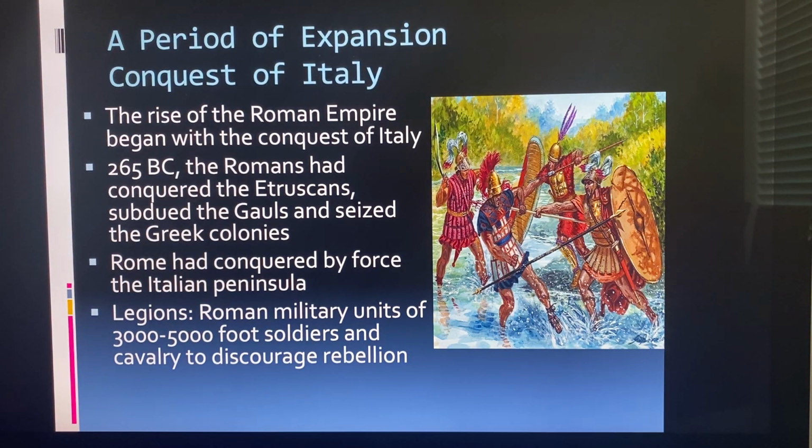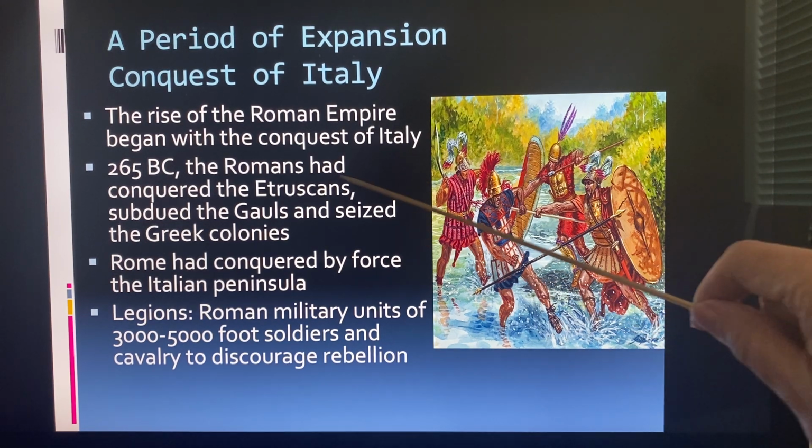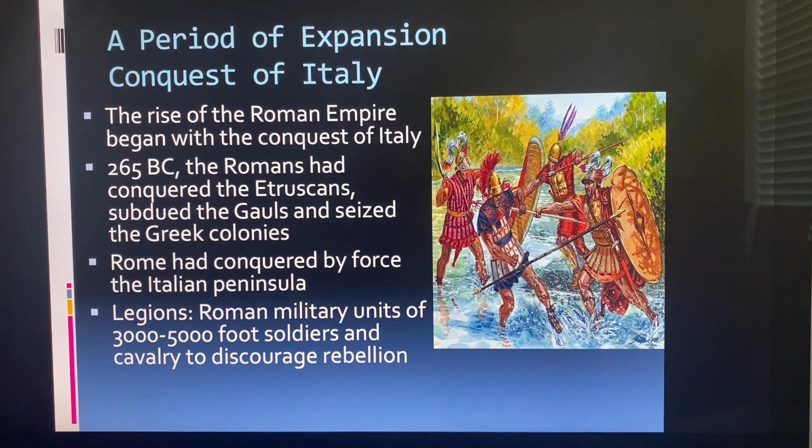The period of expansion. The rise of the Roman Empire began with the conquest of Italy. In 265 BC, the Romans had conquered the Etruscans and subdued the Gauls and seized the Greeks. The Etruscans being the hardest one to conquer, as we can see, these are some Etruscan warriors. Rome had conquered them by force and took over the Italian peninsula.